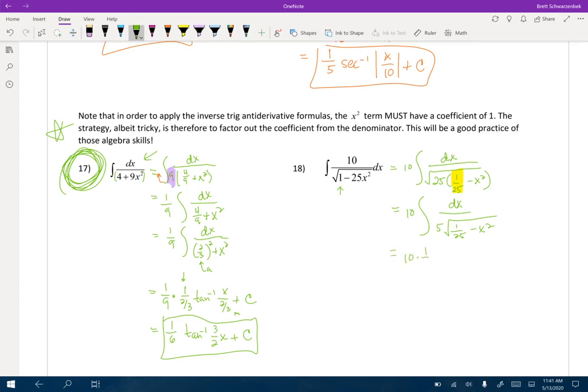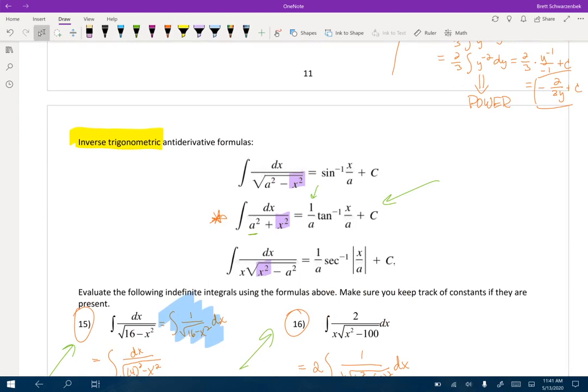We're going to get dx, but let's change this radical so that we get 1/5 squared in order to get that. So now this is in the value where this is going to be a. So we go to our sine and we go, hey, this is the one where we don't need a 1/a in the beginning.